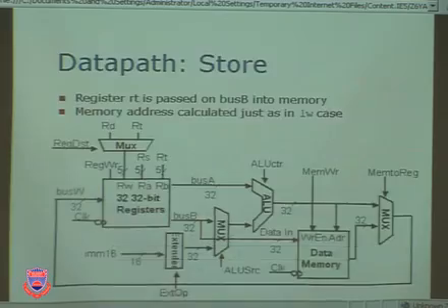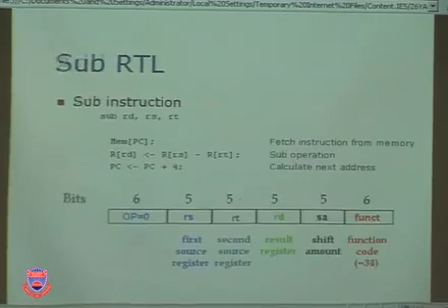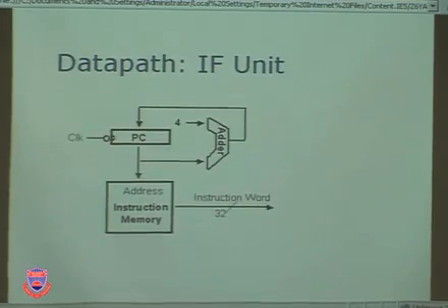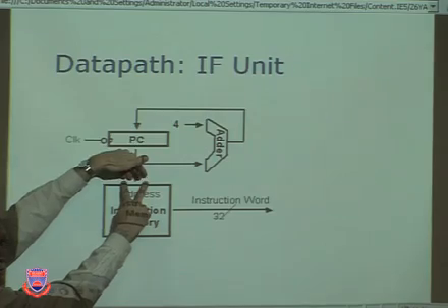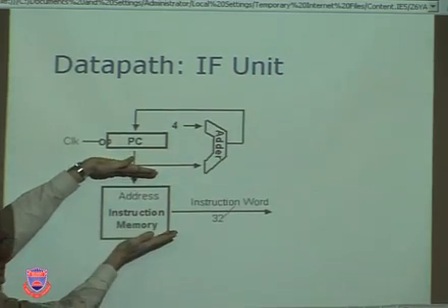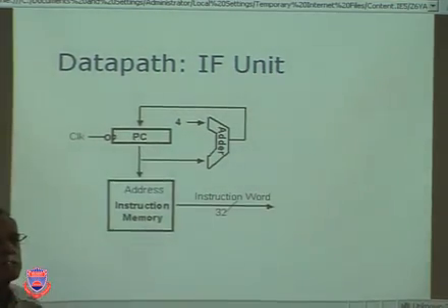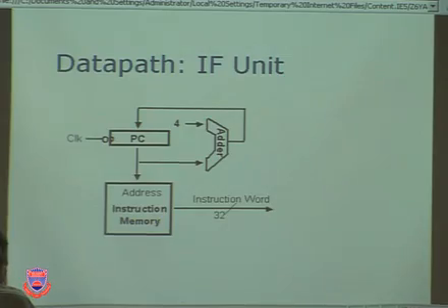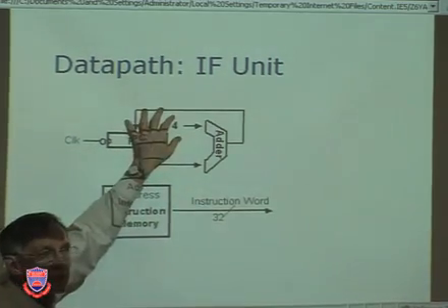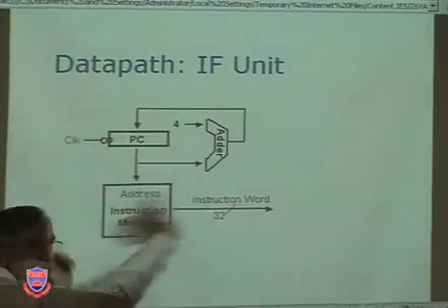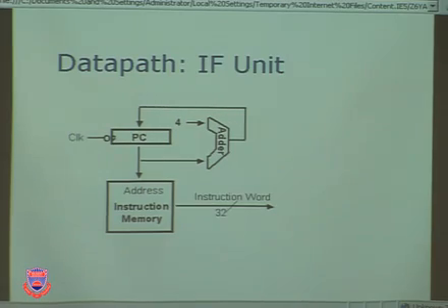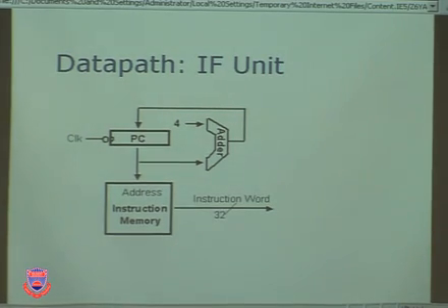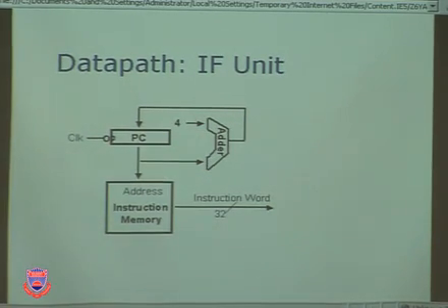If you go back to here, we can fetch the next instruction as long as we have the right value of PC. So this part doesn't need to change. The problem is this doesn't give us the right value of PC when you take the branch. So this part's going to have to change. In the end, the PC will go to the instruction memory and out will come the 32 bits. So now we've motivated the need for why this needs to be more complicated.